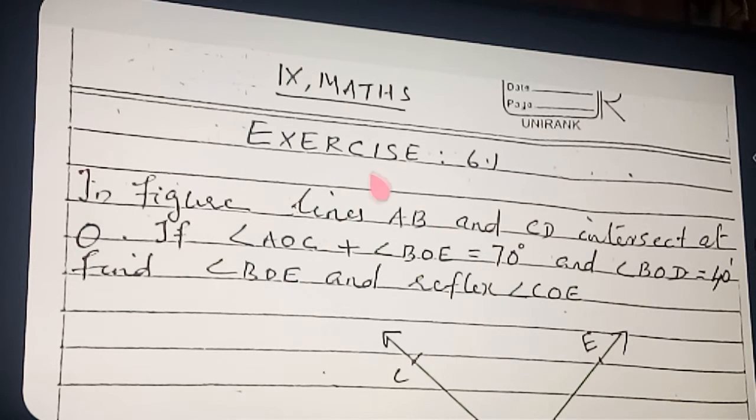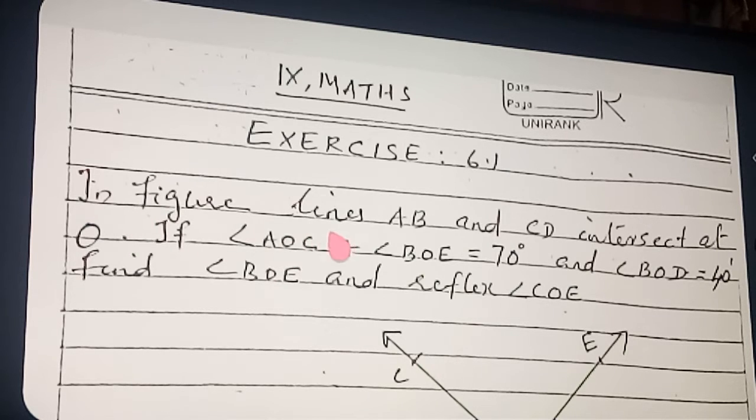Today we will start with exercise 6.1. In geometry, sums and riders, all are going to be explained. First of all, you take your textbook and see the diagram and the question.